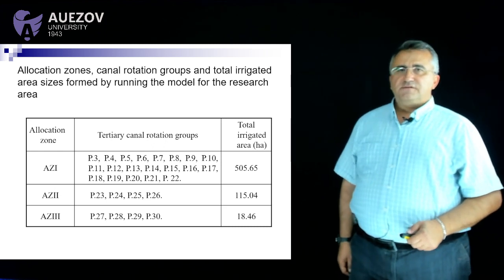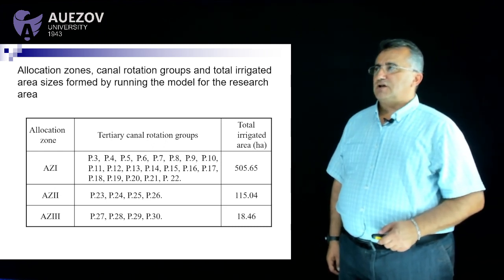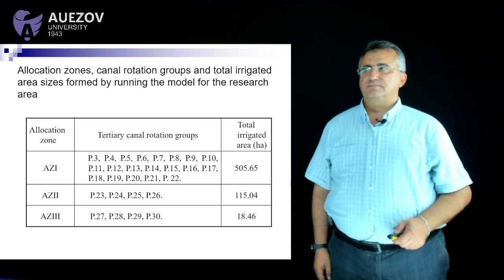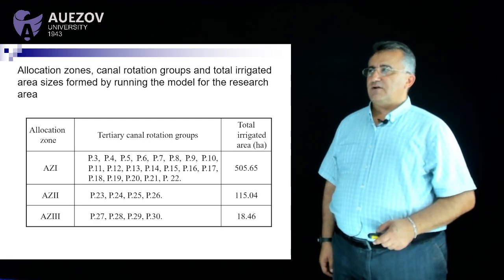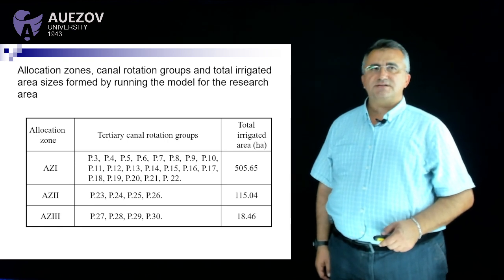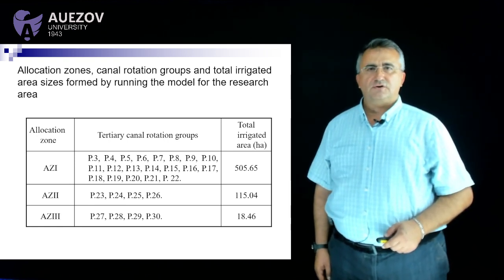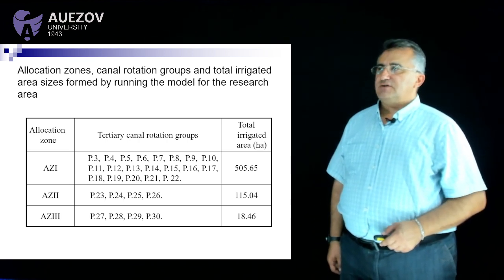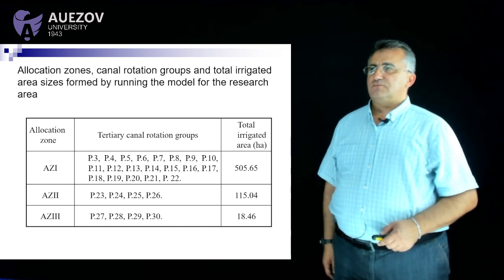And here we can see the allocation zones, canal rotation groups, and total irrigated area size formed by running the model for the research area. We have 3 allocation zones here and tertiary rotation groups in accordance with the maximum use of the system. And total irrigated area decreases from upstream to downstream.